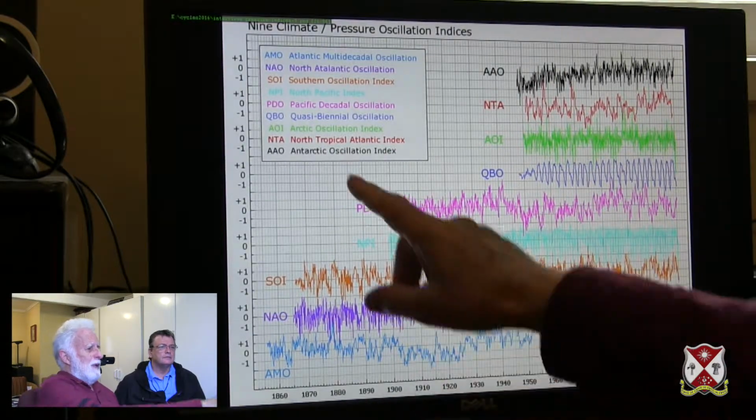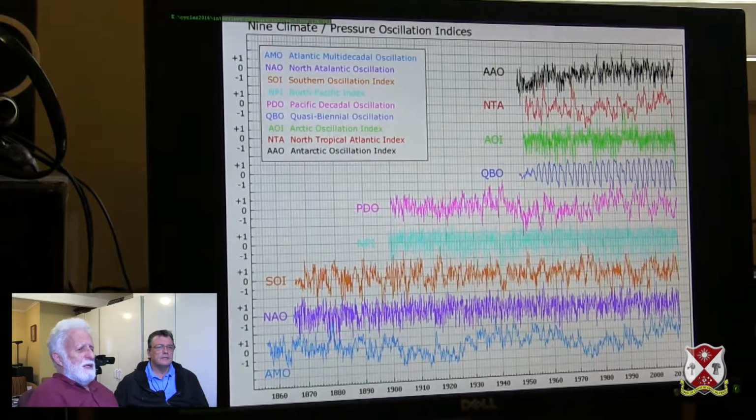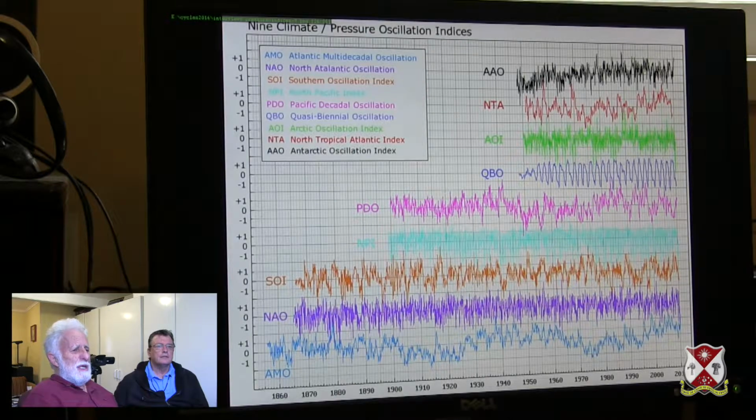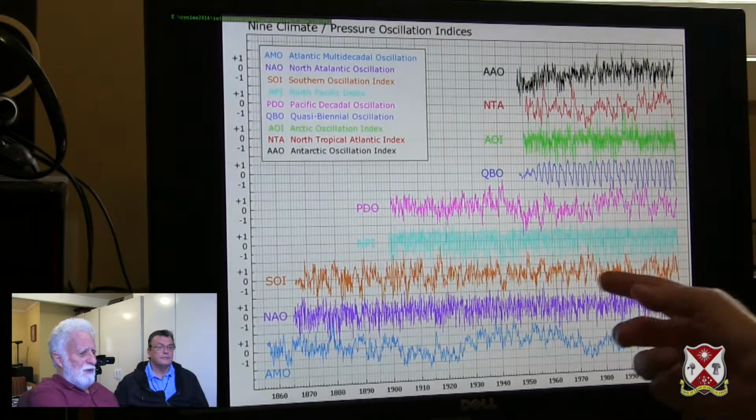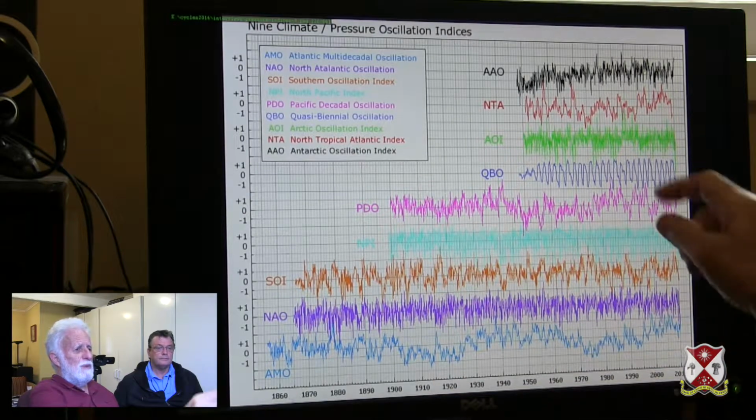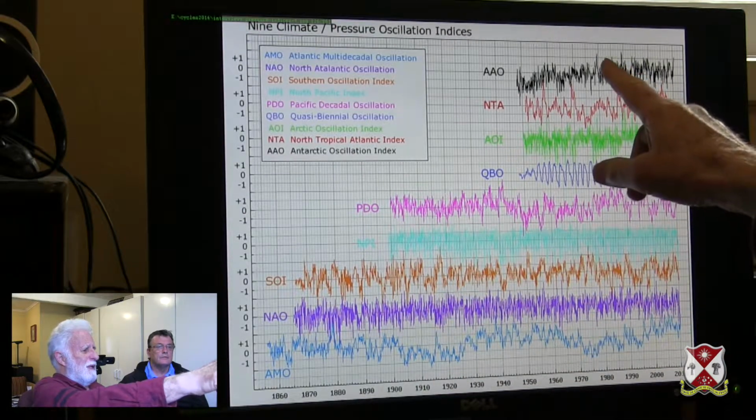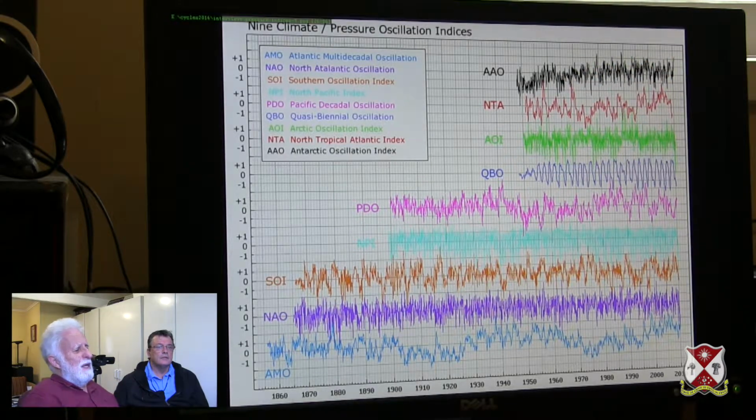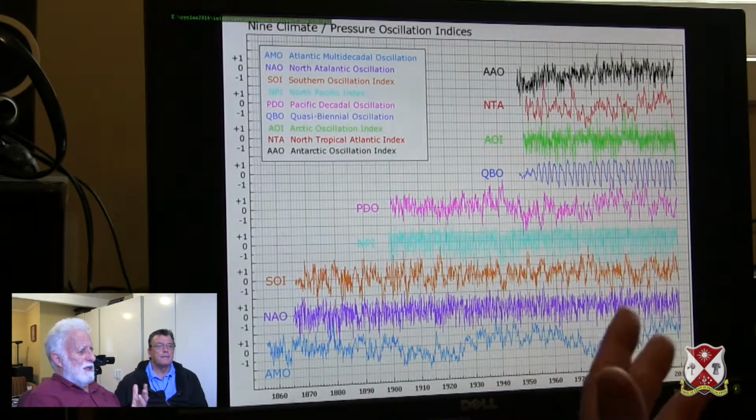North Tropical Atlantic Index, in red. So it's wandering around a bit. It doesn't stay all in one place. It's somewhere between things like the Southern Oscillation Index and these really long-term ones. And the Antarctic Oscillation Index, again, there's a bit of trend in that. So we can look at these individually.